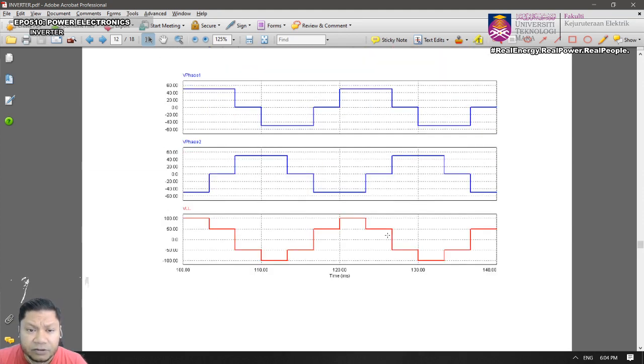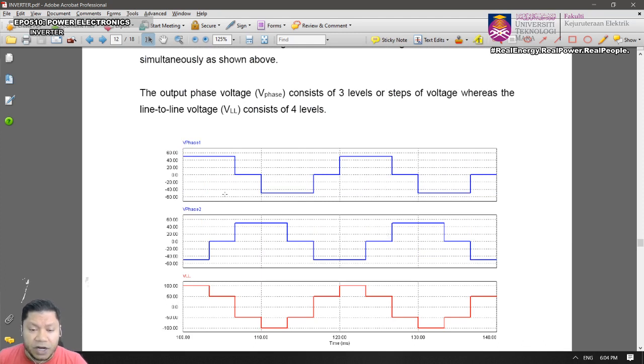And if we refer back to the voltage again, for phase 1 we have 3 levels. So we have 1 level, 2 levels, 3 levels. So this is known as 3 levels. For phase 2 also we have 3 levels, but for line to line voltage we're going to have 1, 2, 3, 4 levels. Okay? So 4 levels for line to line voltage, however 3 levels for phase voltage. So that will be the characteristic of 120 degree conduction mode.